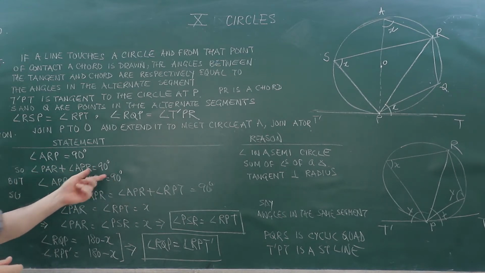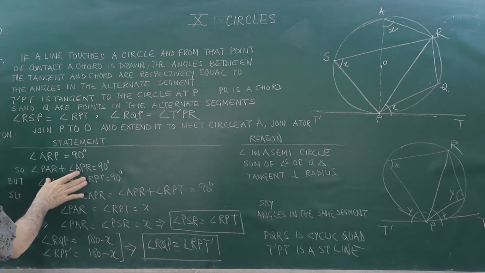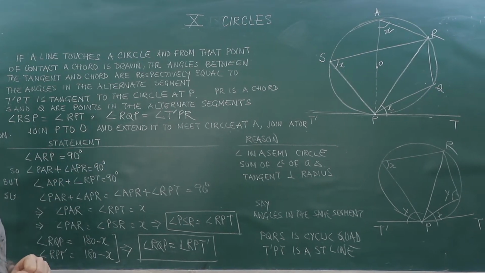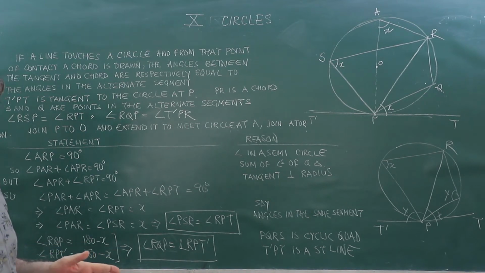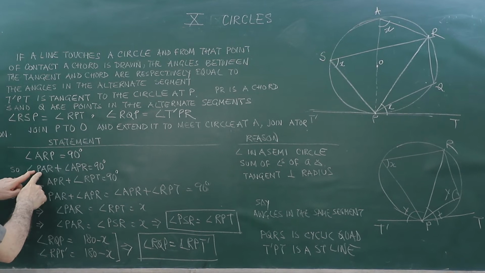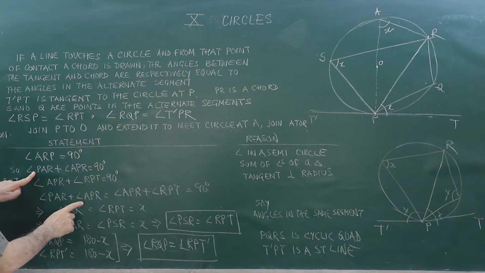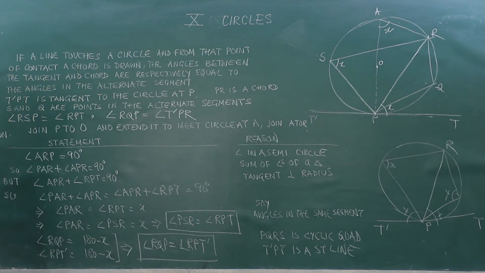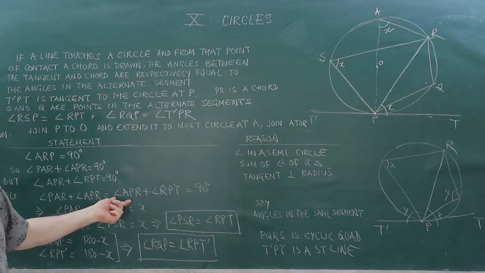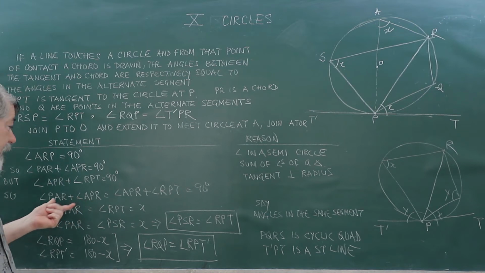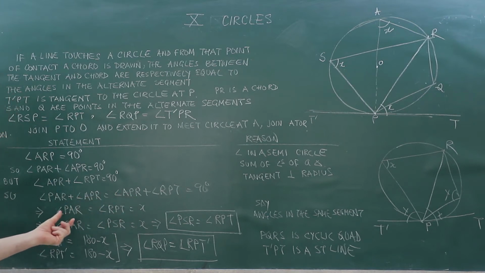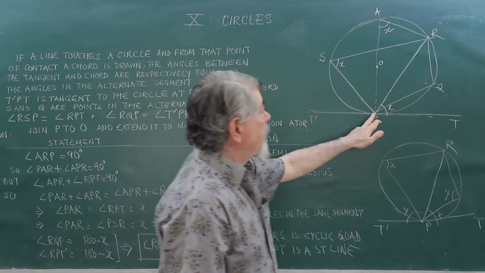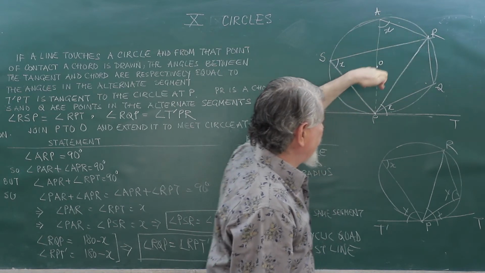PAR plus APR is 90. So the sum of these two angles and the sum of these two angles are both equal to 90 degrees. So we are going to put them equal to each other. We will say angle PAR plus angle APR will be equal to angle APR plus angle RPT, equal to 90 degrees. In this, one angle is common, APR is common in both the sides. So I take out APR and what is left? Angle PAR is equal to angle RPT.